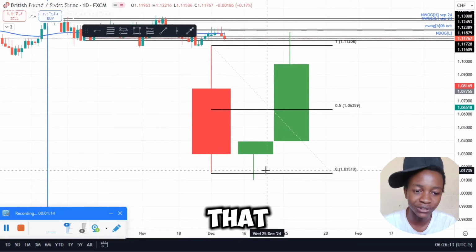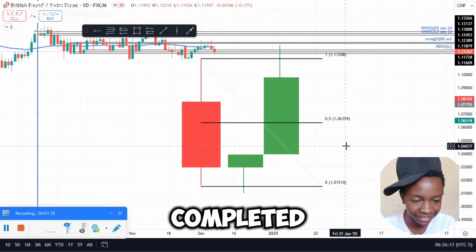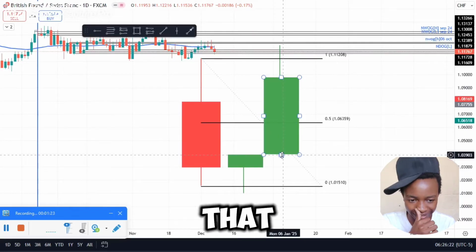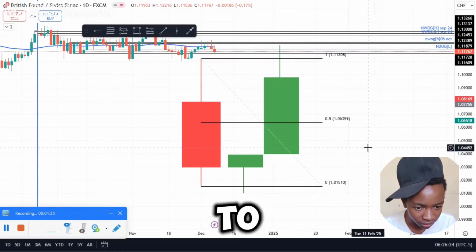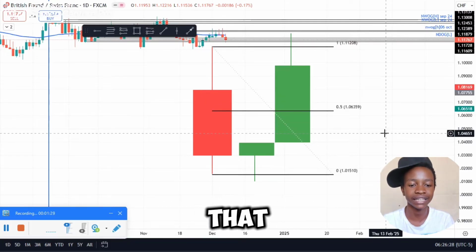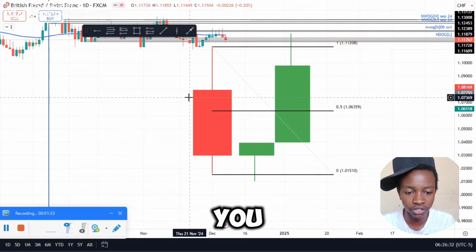After you see your turtle soup, your CRT entry model is being completed, then the third candle is your entry candle. It's as simple as that, okay? But I'm going to get to the chart so that you can actually see how I implement it. But let me just go over that again. You're just looking for 3 candles or more.